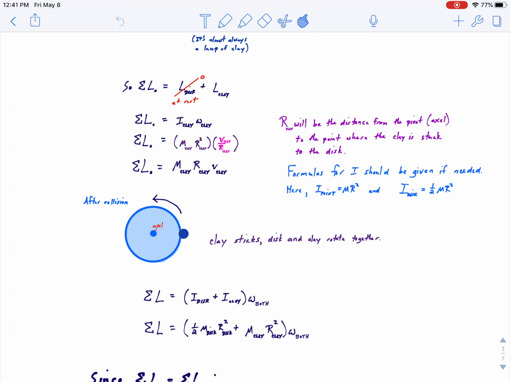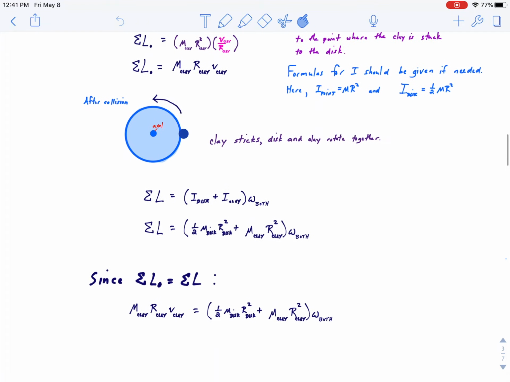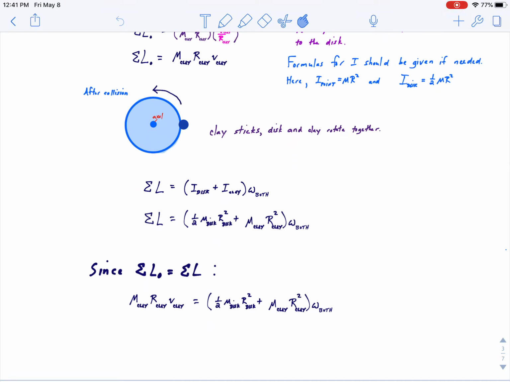And maybe the problem asks you to solve for the angular speed of both of them. And now what you could do is set the sum of the momentums beforehand that I got earlier equal to the sum of the angular momentums afterwards, which I just got. And depending on what's given to you in the problem, what they're asking you to solve for, you can then start to simplify. So that's the first situation.